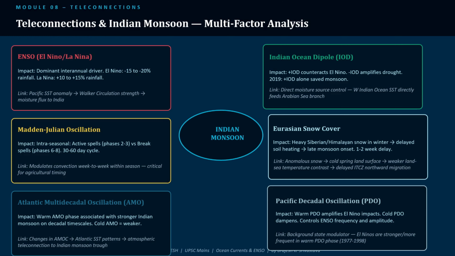Key concept: monsoon prediction requires ENSO dominant, plus IOD counterweight, plus MJO intraseasonal, plus snow cover onset timing, plus AMO/PDO background state. No single factor alone determines outcome.